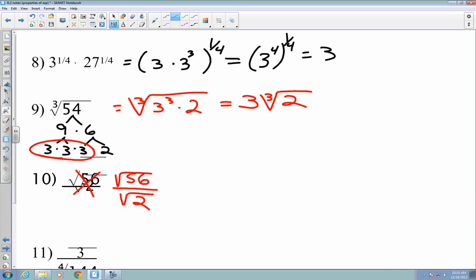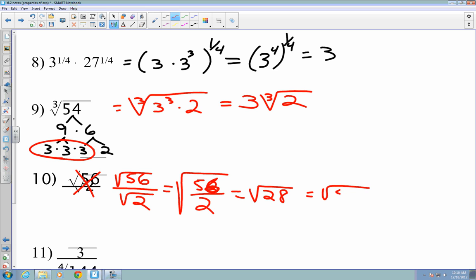Square root of 56 over the square root of 2. Now what do I have to do first? Put them together, because they're both under the square root. What's 56 divided by 2? 28. What perfect square goes into 28? 4. So this is the square root of 4 times 7, but the square root of 4 is 2. So it's 2 root 7.